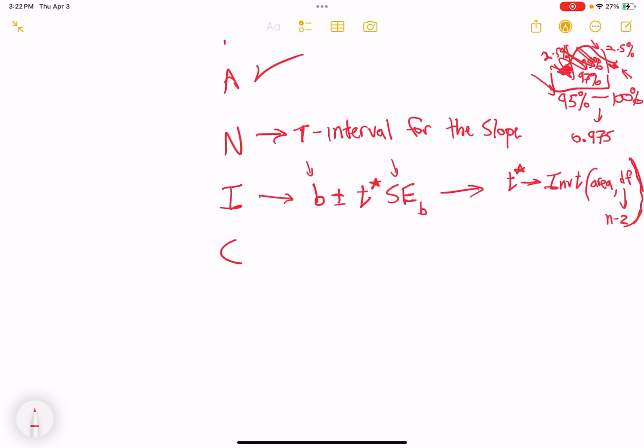And then once you've done that, the final thing to note here is, of course, that t critical value is different than the t-test statistic that we have printed out on the computer. So do not use the t-test statistic for the t critical value.